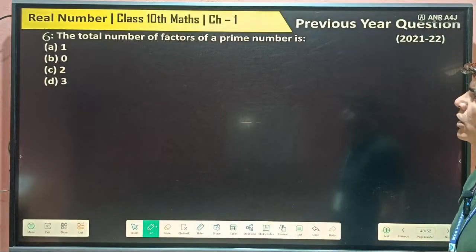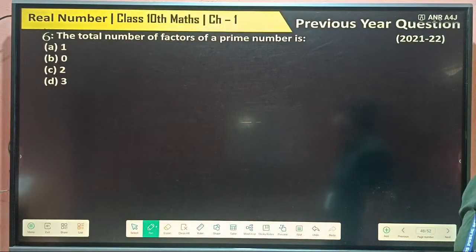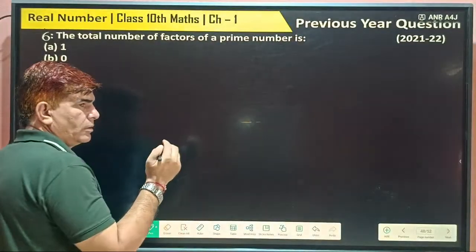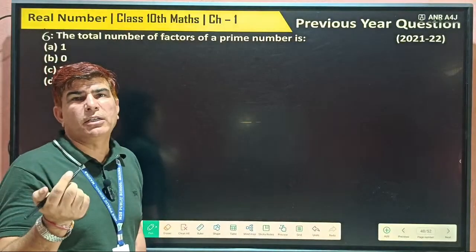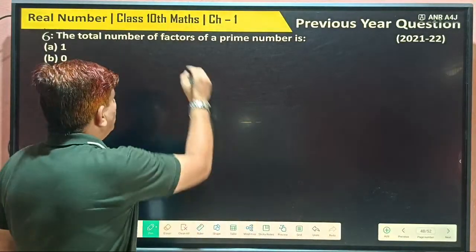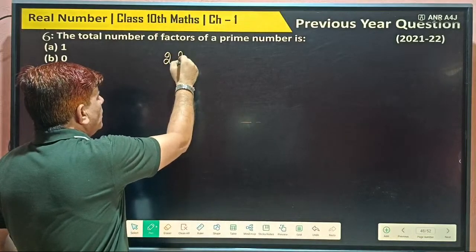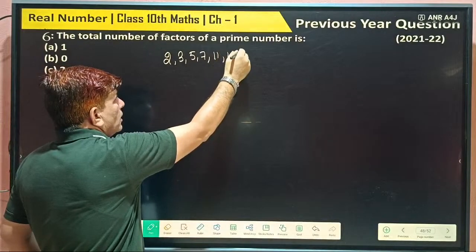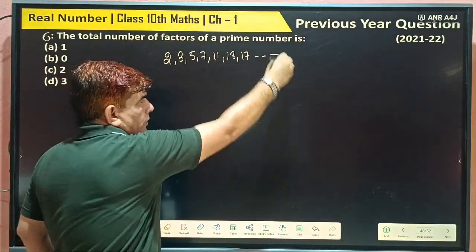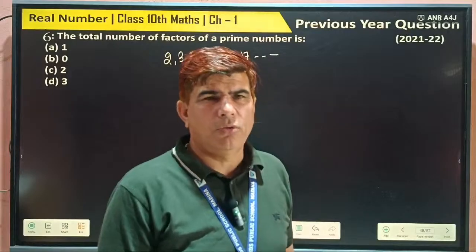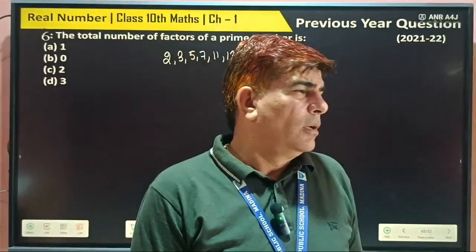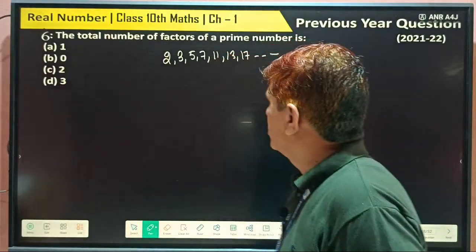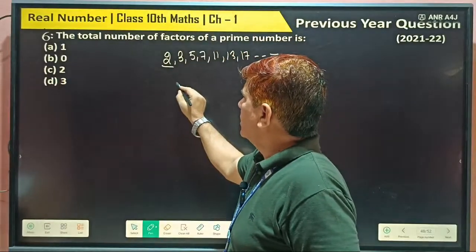Next, the total number of factors of a prime number. So first you know prime. What are primes? Those which are divisible by 1 and itself. Example: 2, 3, 5, 7, 11, 13, 17, so many. Many times I told you there are 25 prime numbers lying between 1 and 100. Understood?